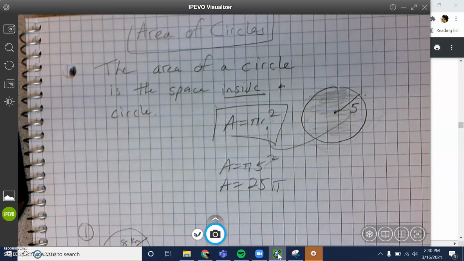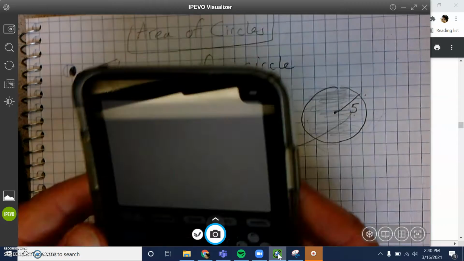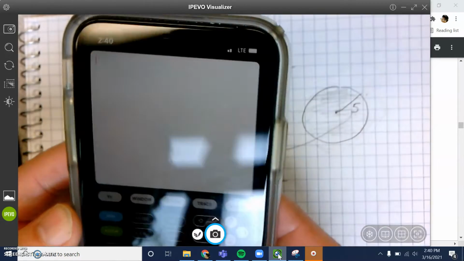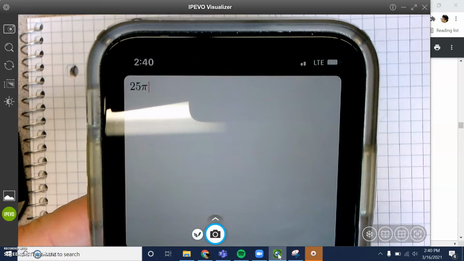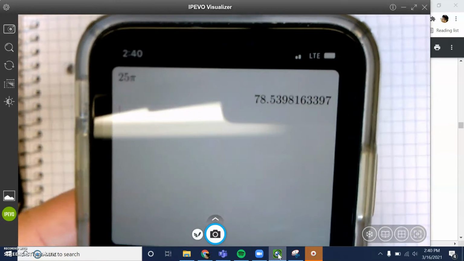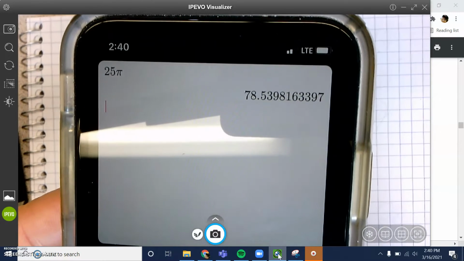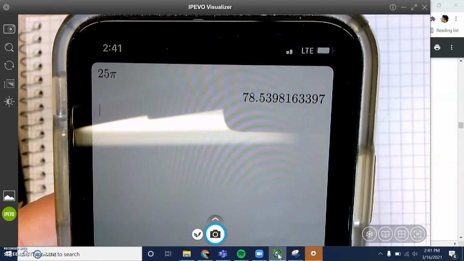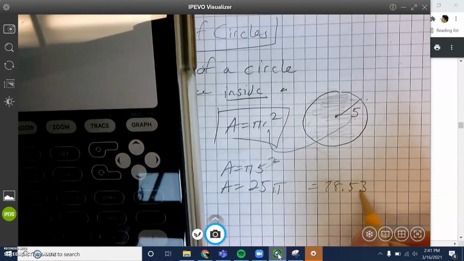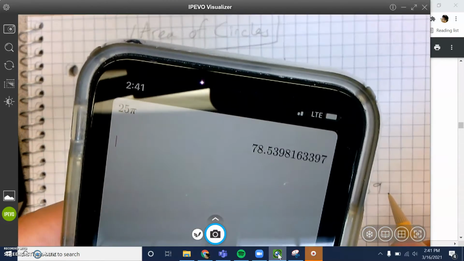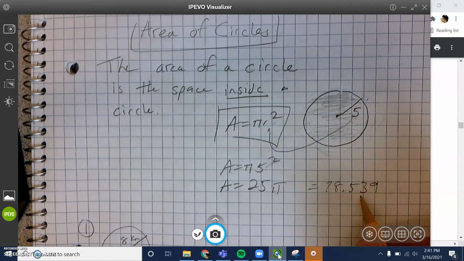Now, what are we going to do? Oh, we're going to round to the nearest 10th or 100th. It doesn't matter. So I'm going to get my calculator out. I'm going to go 25 times pi. It looks like this. 25 times pi. 78.539, like that. So I'm rounding to the nearest 100th.